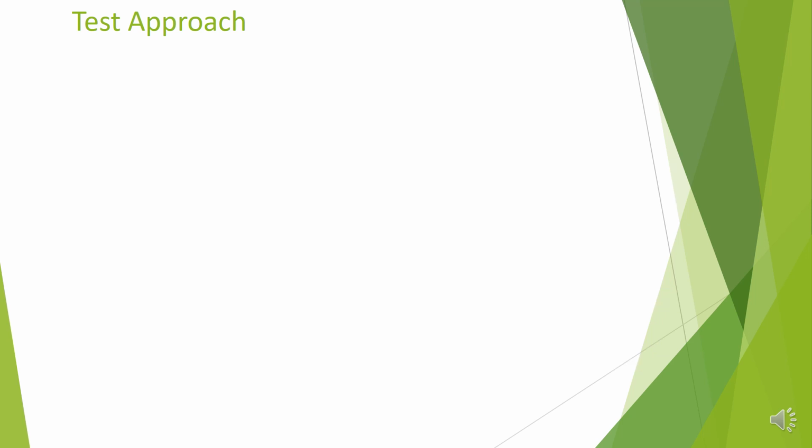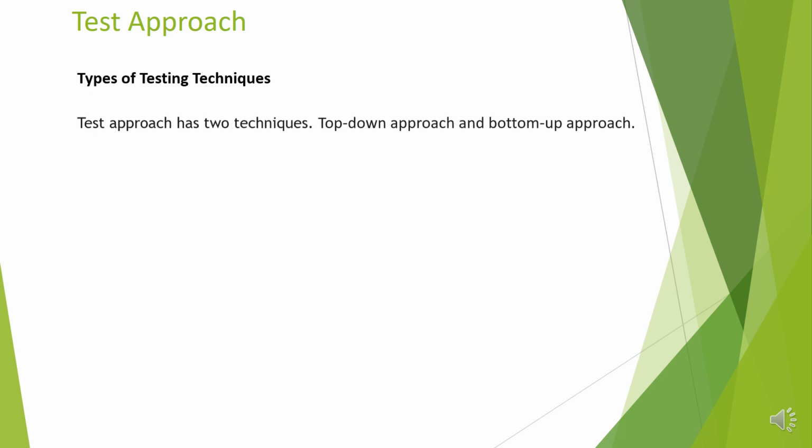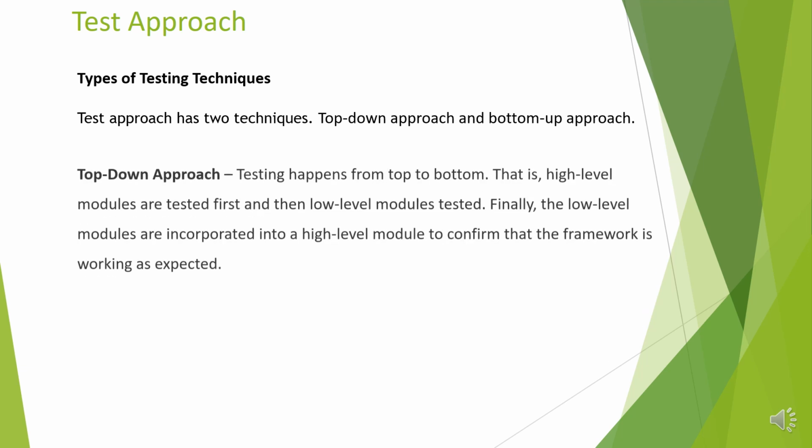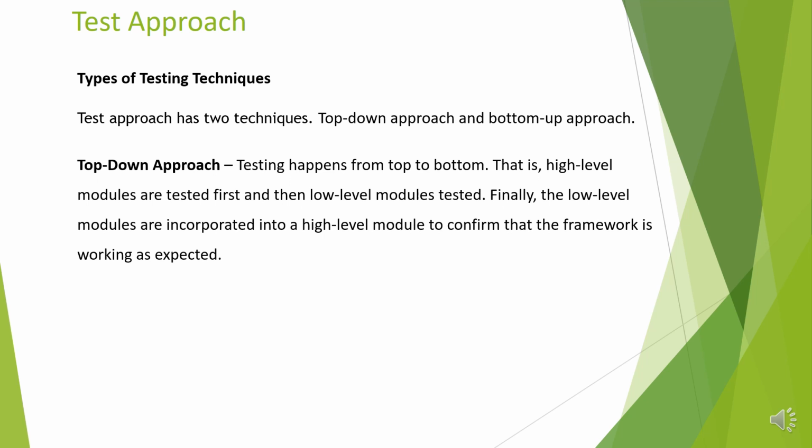The next section in the test approach document is types of testing techniques. Testing approach has two techniques, top-down approach and bottom-up approach. Top-down approach: testing happens from top to bottom. That is, high-level modules are tested first and then low-level modules are tested. Finally, the low-level modules are incorporated into a high-level module to confirm that the framework is working as expected.